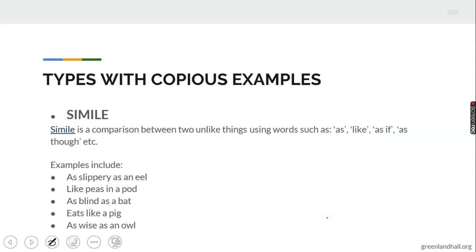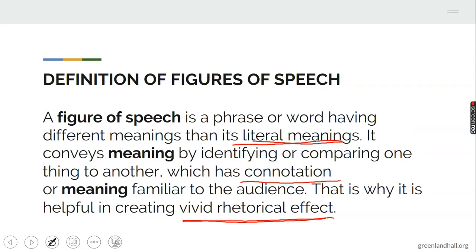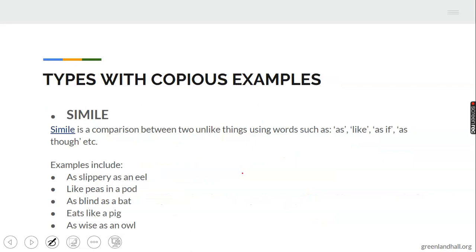Then let's start with types of figures of speech, with their examples. But before we go to that, look at what I've underlined again. I said the figure of speech is a phrase or a word that has a different meaning than its literal meaning. That means more than layman meaning. And it conveys meanings by identifying or comparing one thing to another with a connotative background. Connotative means deep.